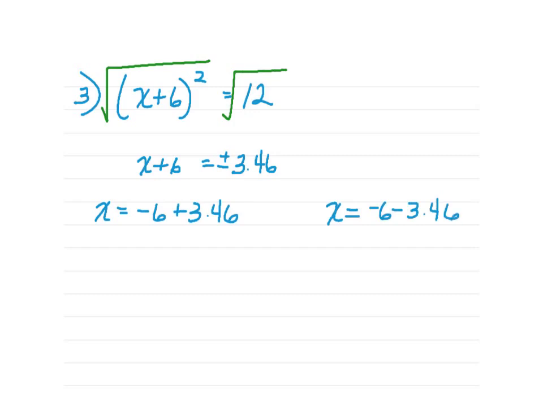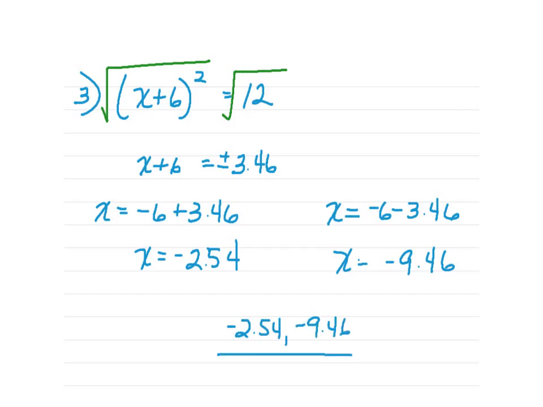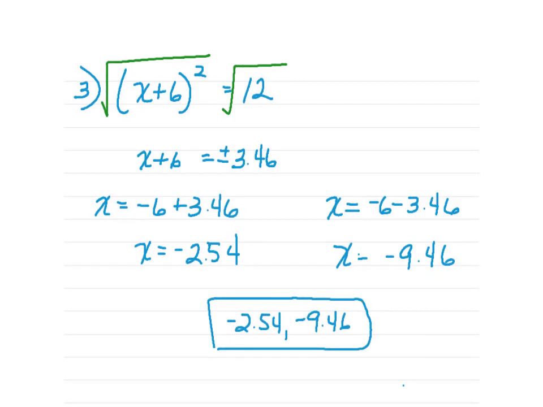All right, so here x equals negative 2.54. And here x equals negative 9.46. So those are my two solutions, negative 2.54 and negative 9.46. I encourage you on these square roots to use your calculator and round to the nearest hundredth when you are finding the square root of a number that's not a perfect square. All right, let's go on now.